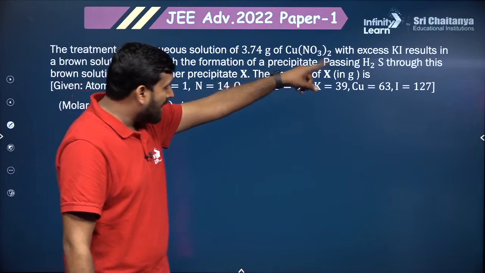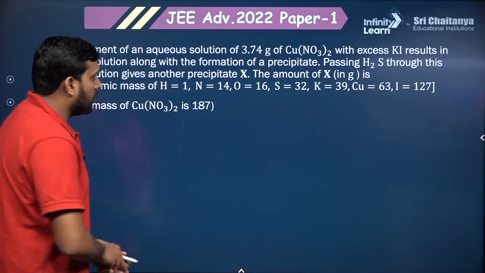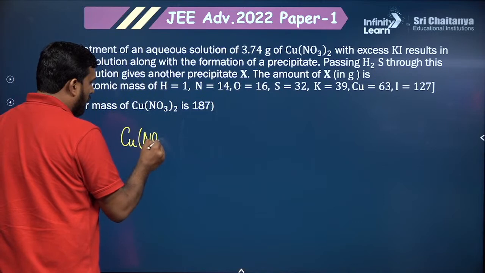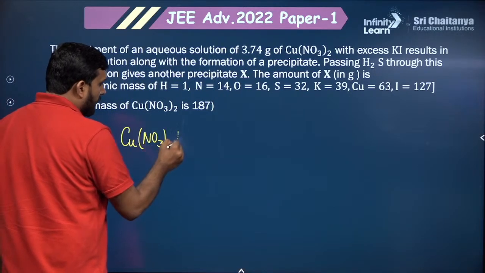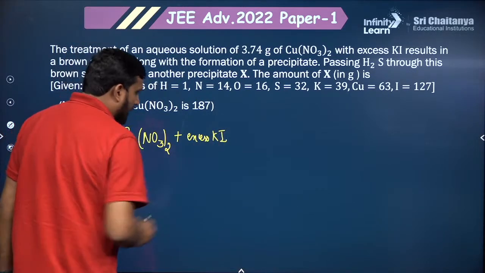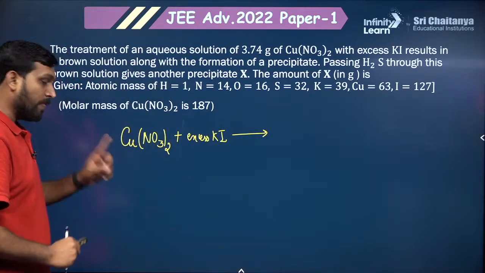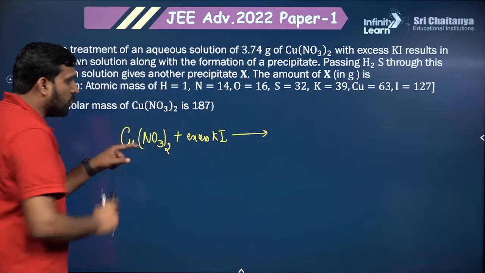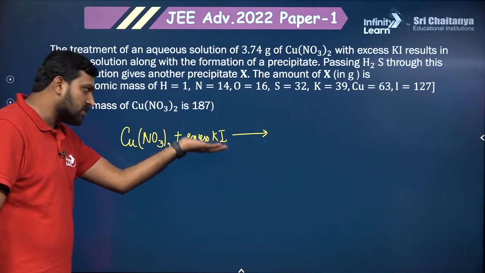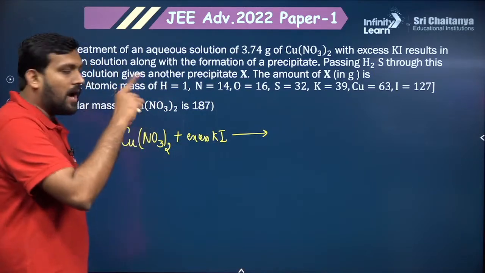With excess KI results in a brown solution along with the formation of a precipitate, okay. So if I go for this reaction where copper nitrate, that is Cu(NO3)2, reacts with excess of KI, okay, what will happen is that in the first step it will form CuI2, but remember that CuI2 is not very stable because of I minus, because this is the reducing agent, so it will reduce it and convert it into Cu2I2, okay.